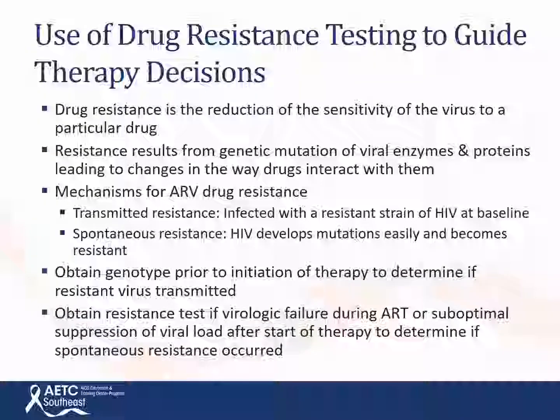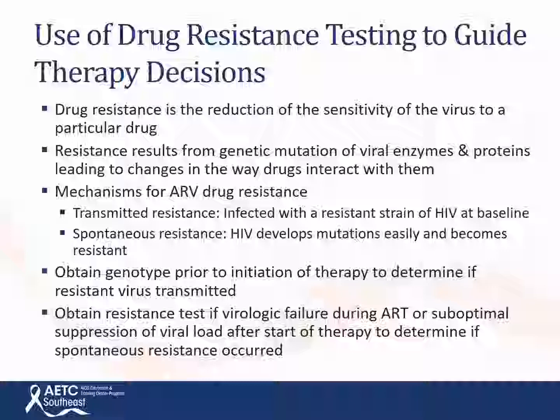Testing for the presence of drug resistance can help plan therapy. Drug resistance is the reduction of the sensitivity of the virus to a particular drug. Now, this results from a genetic mutation of viral enzymes and proteins that lead to changes in the way that drugs interact with them. There are 2 mechanisms for antiretroviral resistance: transmitted resistance and spontaneous resistance.